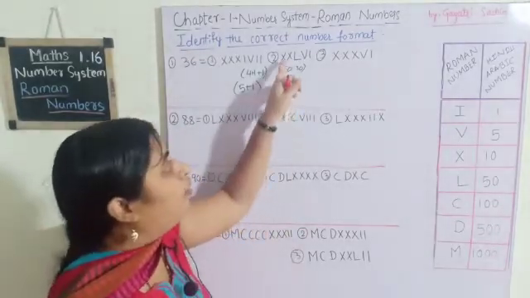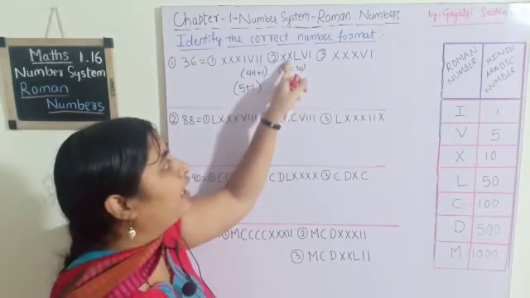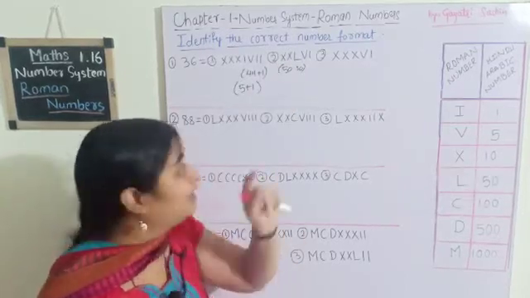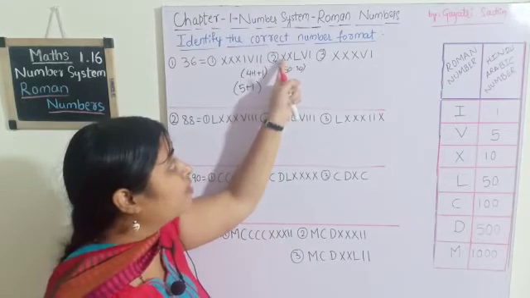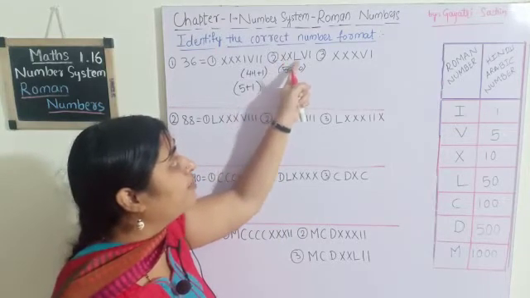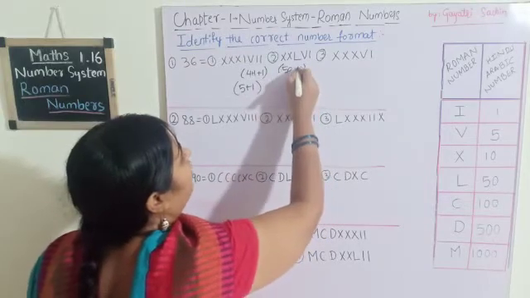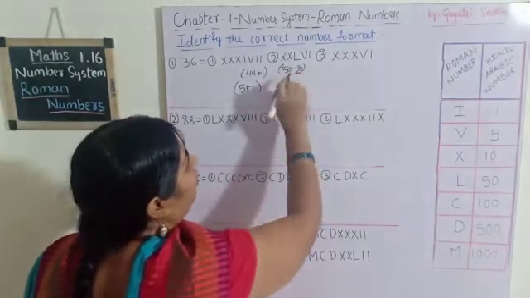A smaller number to the left of a larger number should be used only once, not twice. Here, what have they done? They have used the smaller number twice, meaning 50 minus 20. Is it right? No, this is wrong.